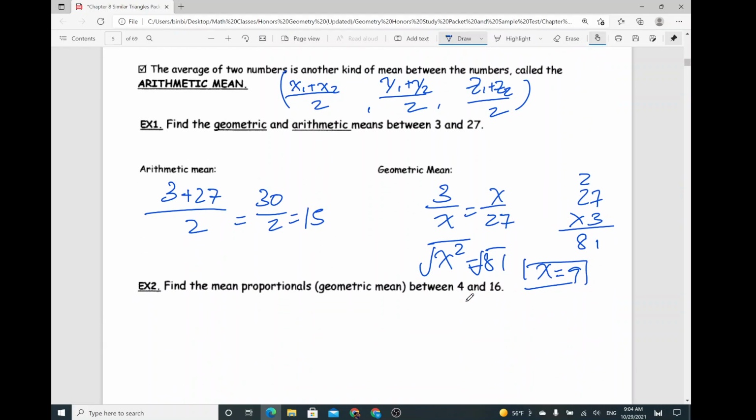Find the mean proportion, the geometric mean, between 4 and 16. So quite similar to what we did. 4 over x equals x over 16. Cross multiply. 4 times 16 will get 64. x times x will get x squared. So x equals 8.